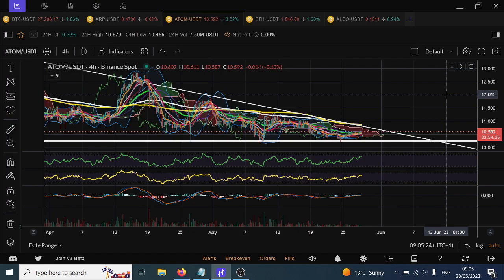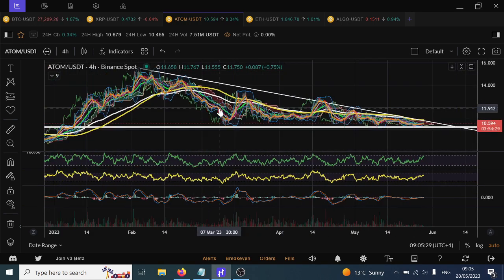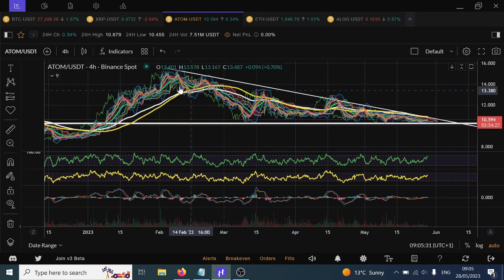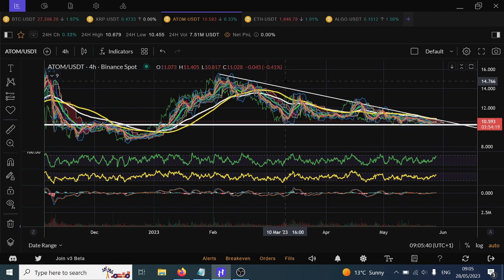We're going to have a look at Atom to USDT here. There's an interesting setup, one that could end up with a decent breakout, to be honest with you, as the consolidation has been going on since February. So let's say the February top all the way over here. That was at 1514. So we'll be looking for something like that to get revisited at some point soon.